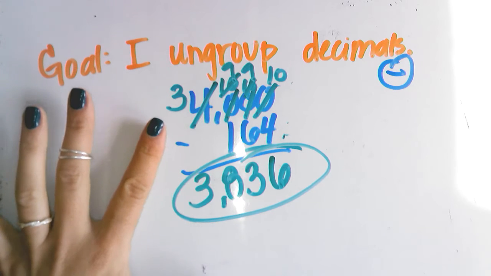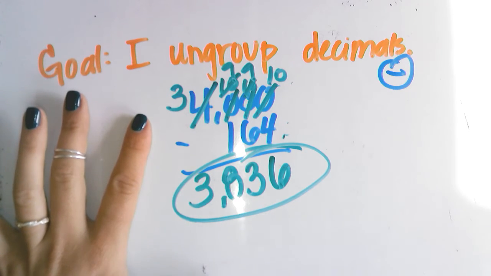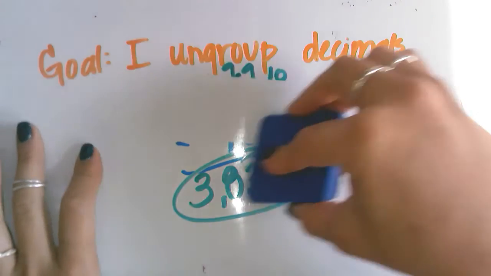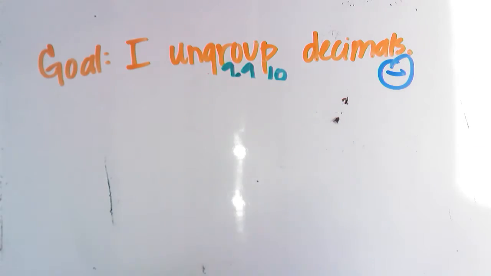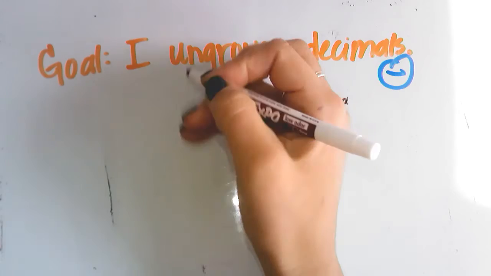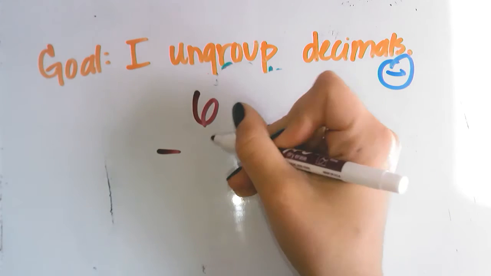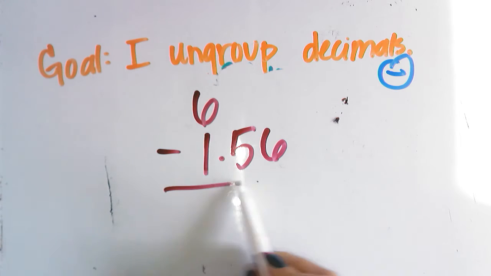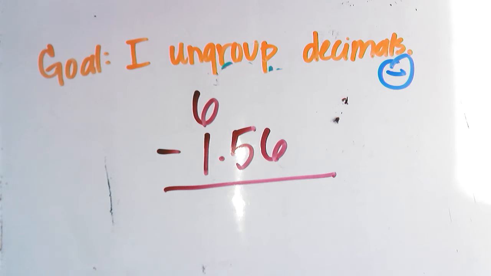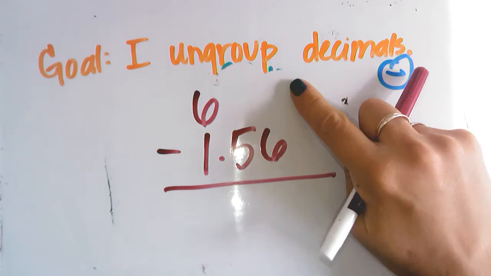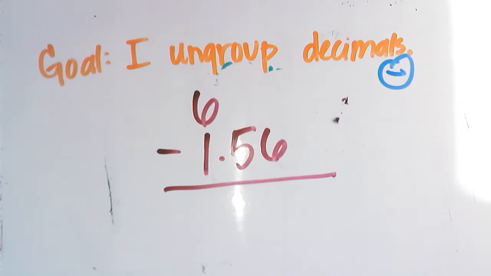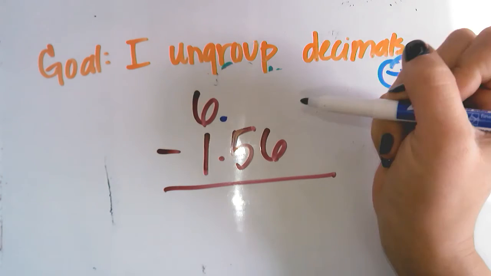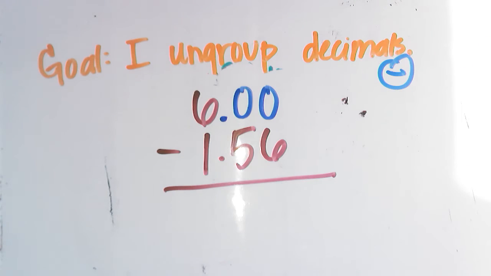So we can do the same type of ungrouping when it comes to decimals. So if I had the problem 6 minus 1 and 56 hundredths, you probably see the problem right off the bat here. I'm trying to take away 6, but there's literally nothing above it. So the first thing we need to do is put in our placeholders. So we're going to write down our decimal and we're going to put 2 zeros here because those zeros are holding the place of those positions.